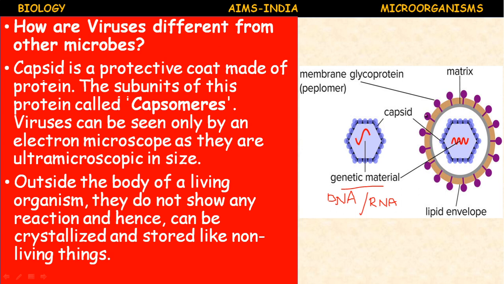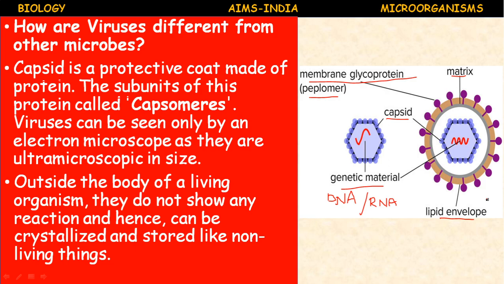So a genetic material surrounded by capsid. What is a capsid? A capsid is a protein layer. This protein membrane is divided into several capsomeres. Here is the glycoprotein membrane structure, the peplomer, the matrix, and an envelope, a lipid envelope, which is protective in function. So the structure of a virus is so simple, nothing is there inside, only the genetic material and a protein coat.